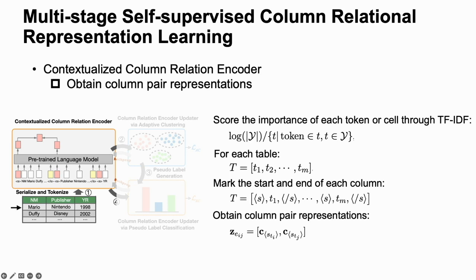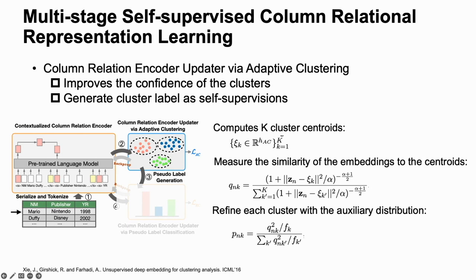More specifically, we adopt TF-IDF score to calculate the token importance, and the cell score is calculated by averaging the TF-IDF of all tokens within the cell. The selection is then made until the total token count reaches the input budget. The details about how we serialize a column for BERT can be found in the paper. After the column pair embeddings are generated by the encoder, the first updater computes K cluster centroids and softly assigns these embeddings to K clusters.